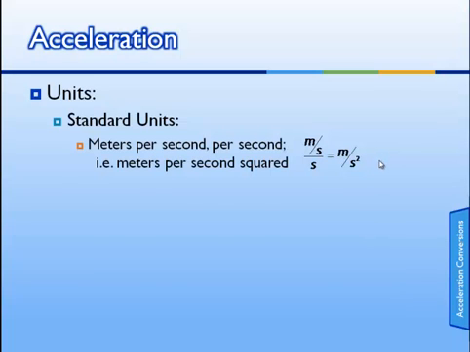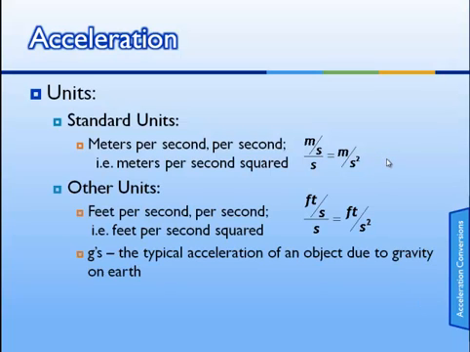Like velocity, there are other units that are often used. Typically, the English system uses feet per second squared instead of meters per second squared. And quite commonly, you'll talk about accelerations in terms of g's. 1 g is the typical acceleration that an object experiences here on Earth due to gravity. And so it's quite common to compare accelerations to that of gravity.